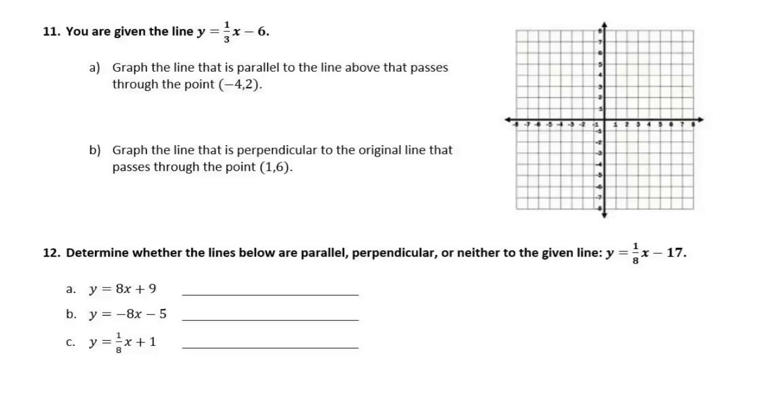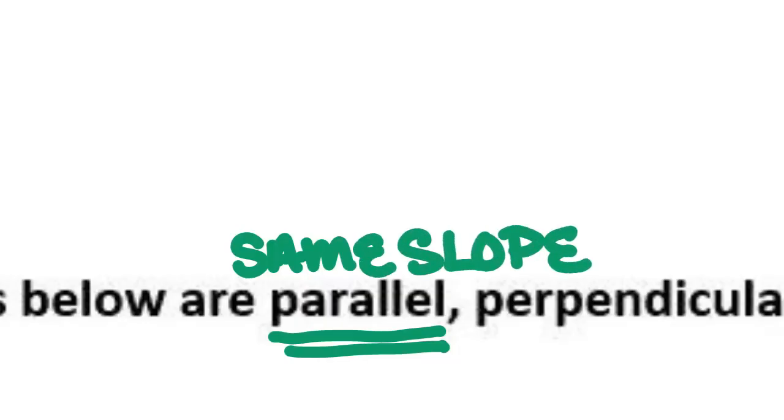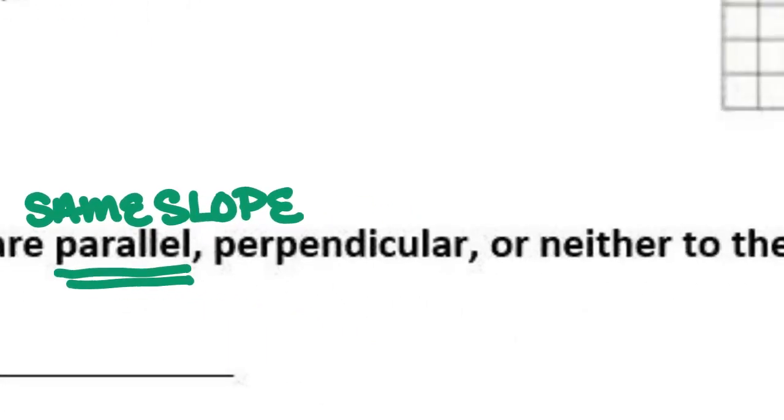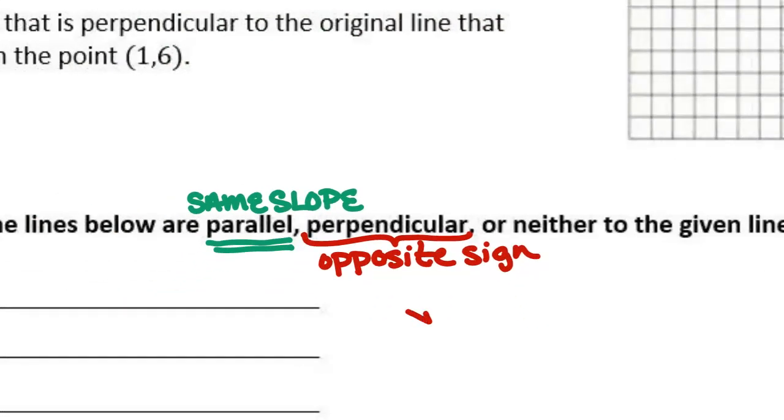Determine whether the lines below are parallel, perpendicular, or neither to the given line, y equals 1/8 x minus 17. So parallel will have the same slope. Perpendicular will have opposite sign and reciprocal.